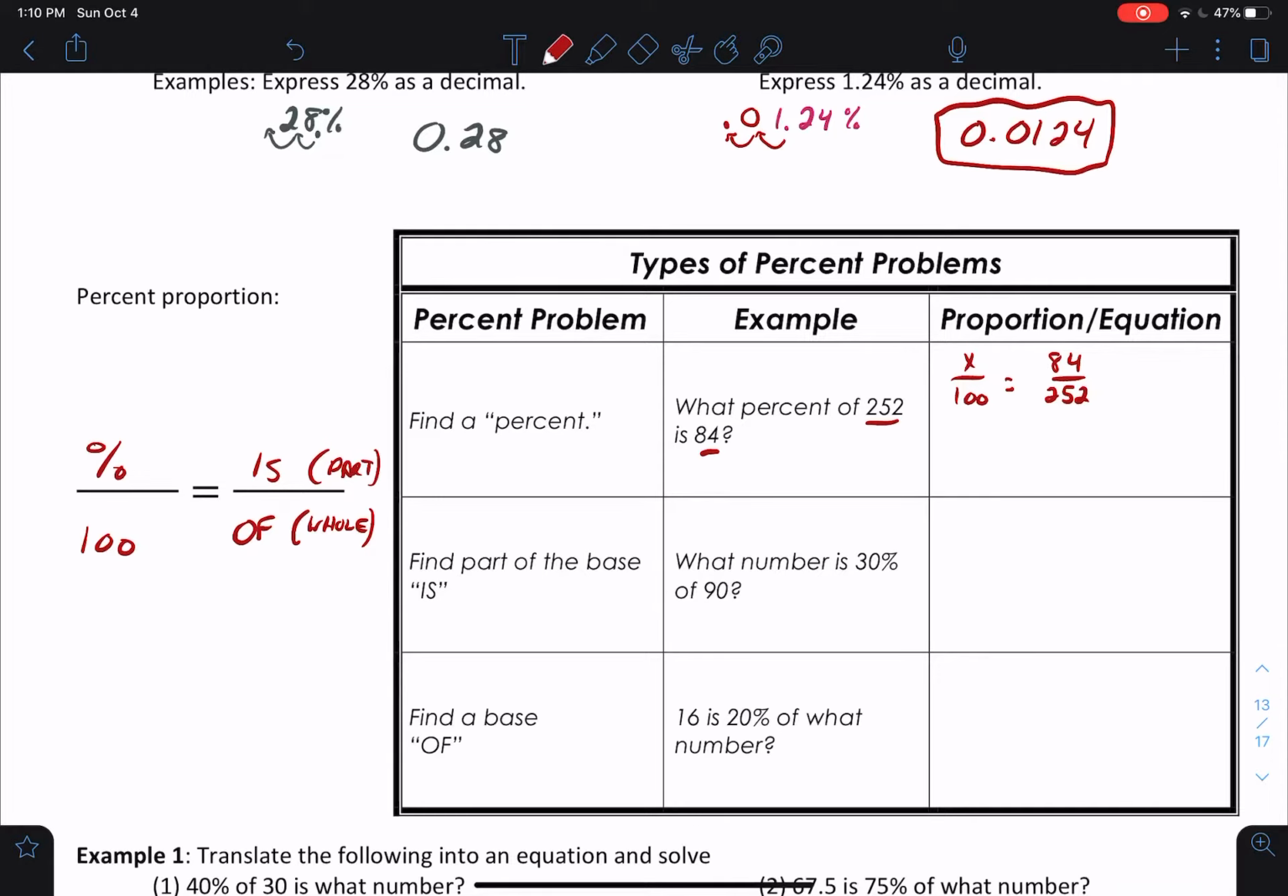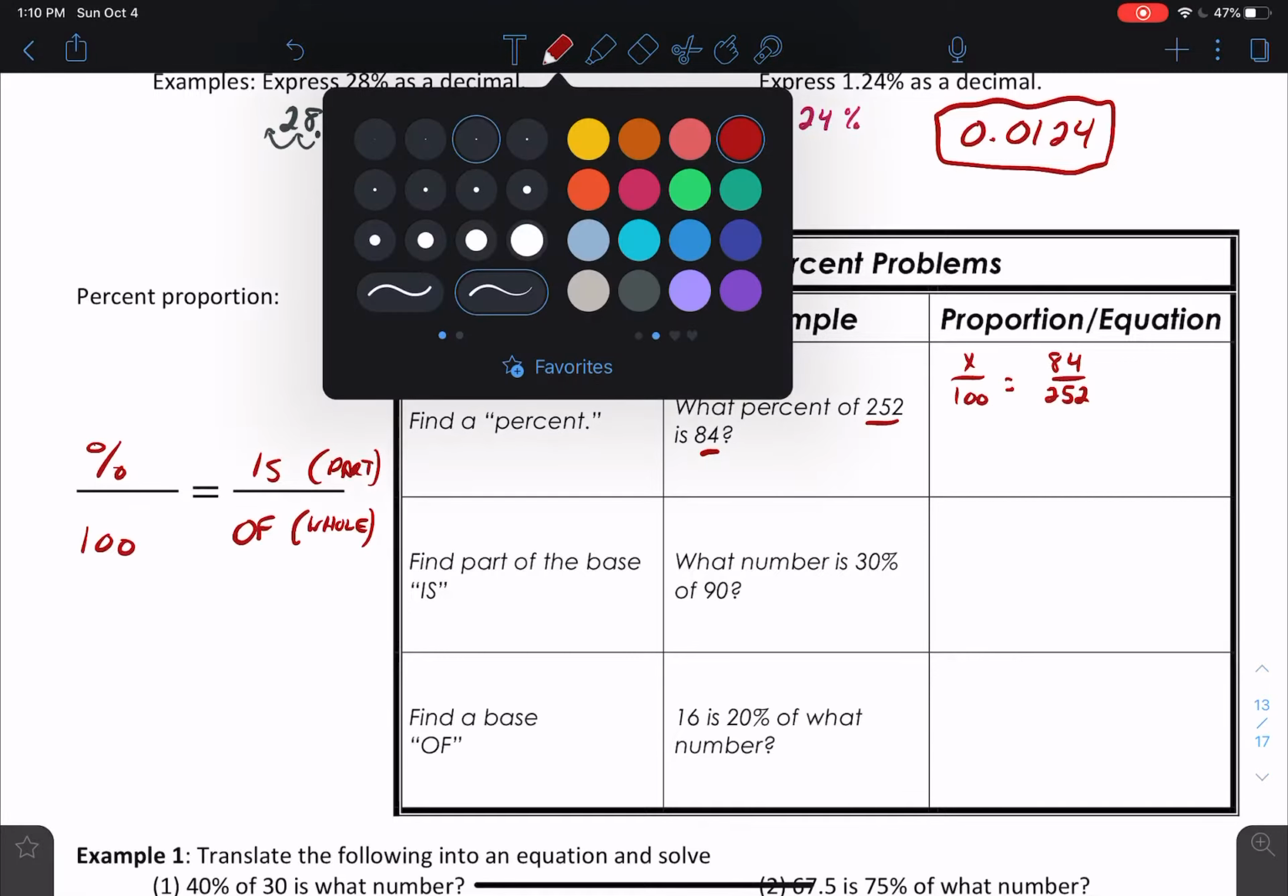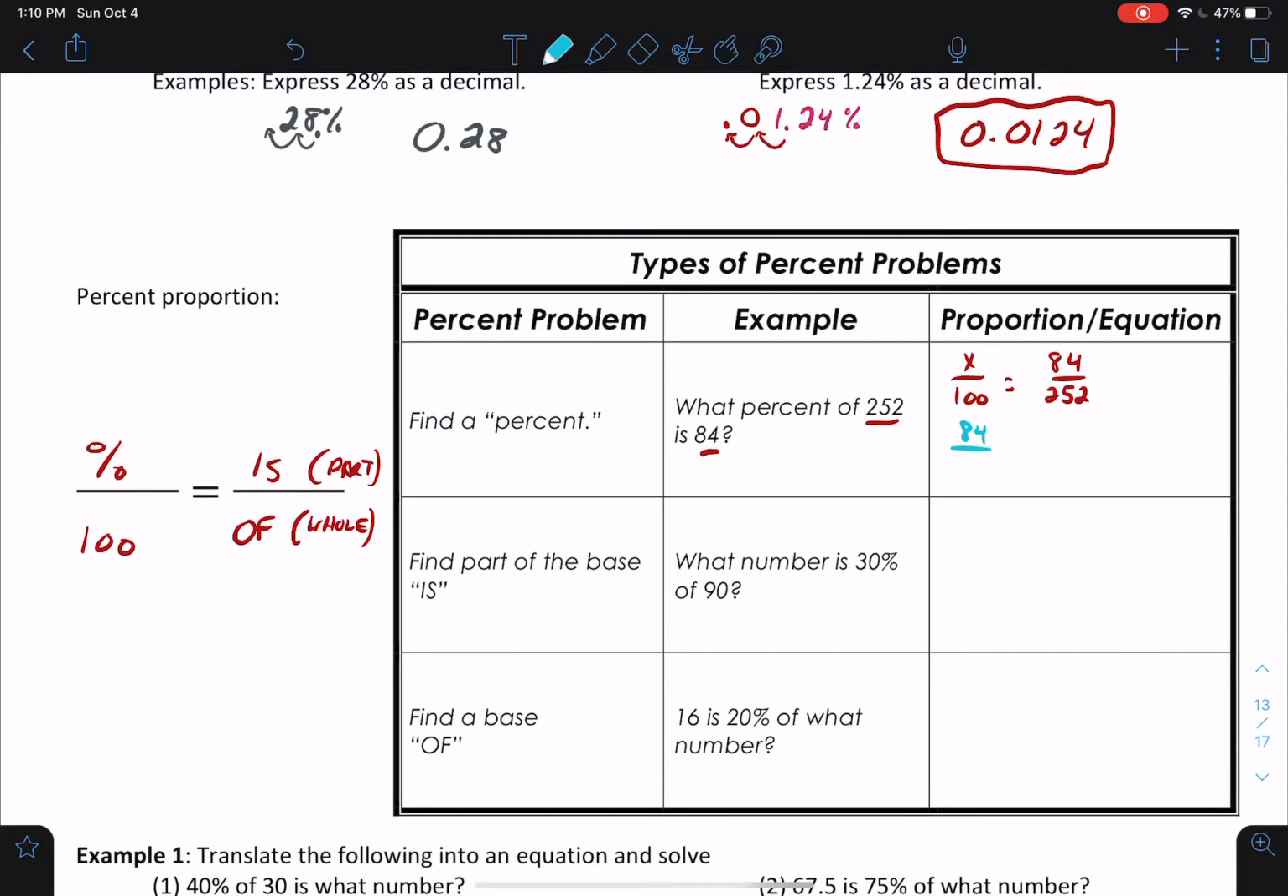Another way to think about that, though, is think about it like a test. If a test had 252 points and you got an 84 on it, you would just take 84 divided by 252, which is 0.3 repeating. And then you would just move the decimal place 2 places to the right because you want a percentage, so that would be 33%. So I'm going to show you both the proportion setup, but also just the more conventional way to solve these.